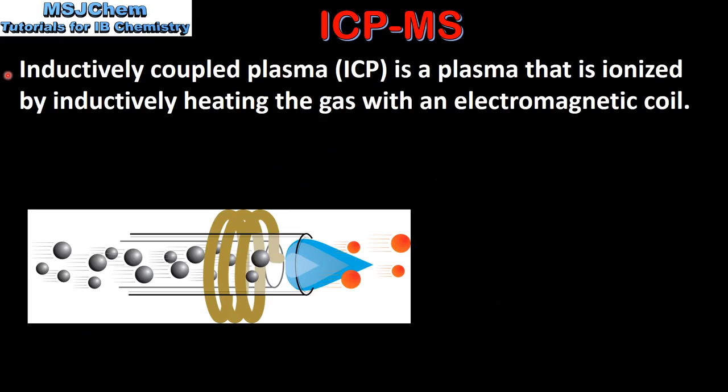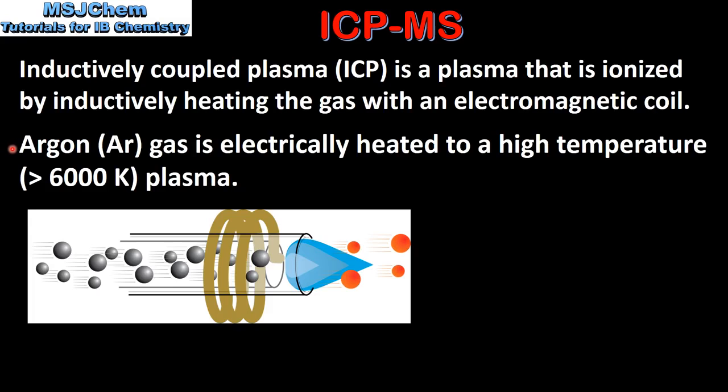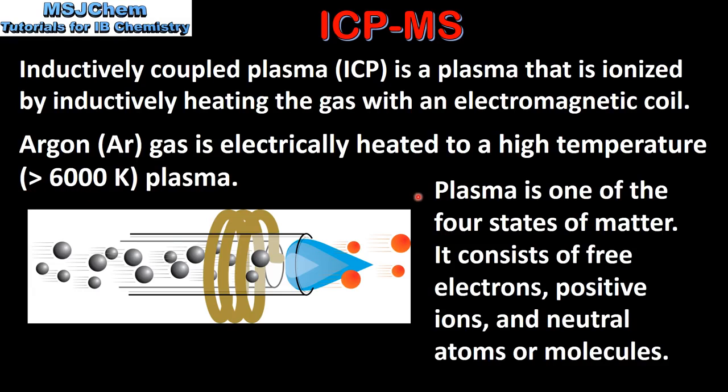An inductively coupled plasma is a plasma that is ionized by inductively heating the gas with an electromagnetic coil. Argon gas is electrically heated to a high temperature plasma, to temperatures greater than 6000 Kelvin. Plasma is one of the four states of matter. It consists of free electrons, positive ions, and neutral atoms or molecules.